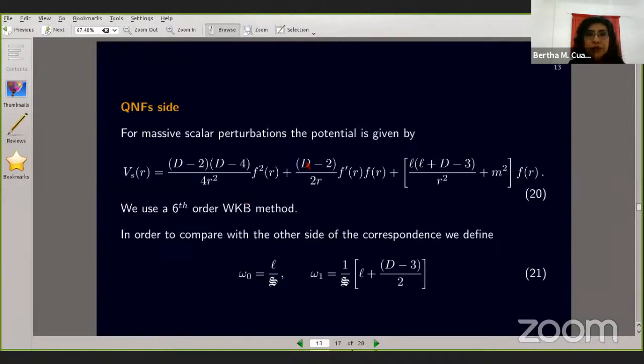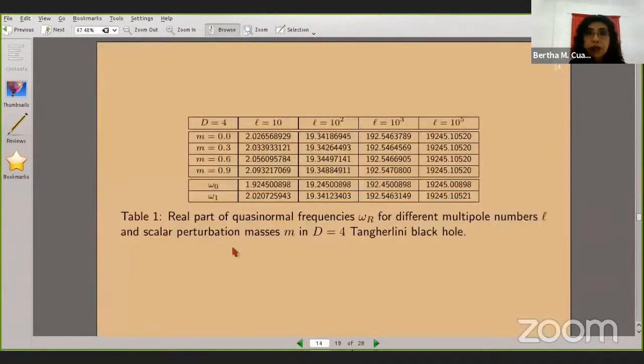Now, in order to compare both sides of the conjecture, we will define some quantities here. This omega 0 is the first contribution to the conjecture, the leading contribution, and omega 1 is the first sub-leading contribution to the correspondence. So all results for the Tangerlini black hole are in this table. In this case, we are considering a four-dimensional Tangerlini black hole. The first four lines here are the quasi-normal frequencies obtained through the WKB method. And the last two lines correspond to the frequencies obtained using the shadow radius.